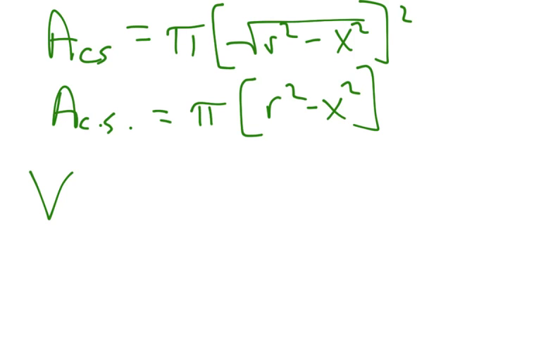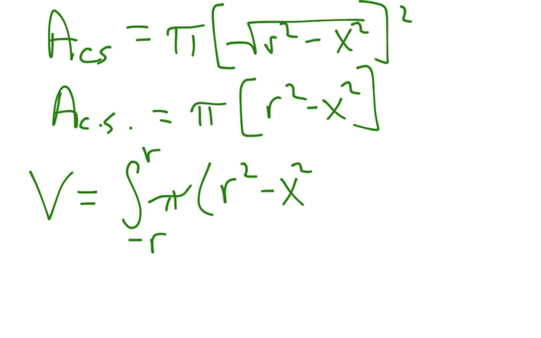And so now to find the volume, I just need to integrate from negative r to r, pi times this r squared minus x squared with respect to x. Don't forget your dx, folks, because that's going to be important in this evaluation.